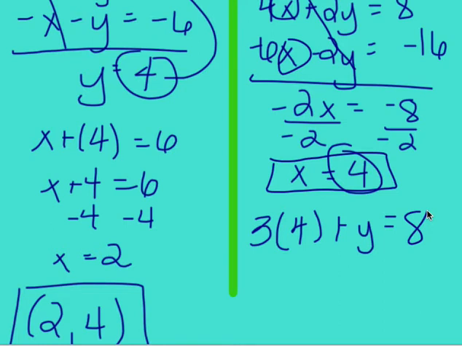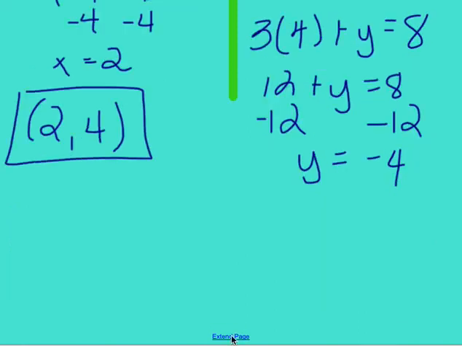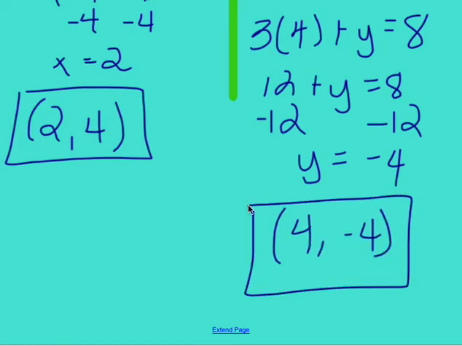So I have 3 times 4 plus y is equal to 8. Well, that's going to become 12 plus y is equal to 8. So now to solve for y, all I have to do is subtract 12 from both sides. So I end up getting that y is equal to -4. So x is equal to 4, y is equal to -4. So I have the point (4, -4) for number 2.